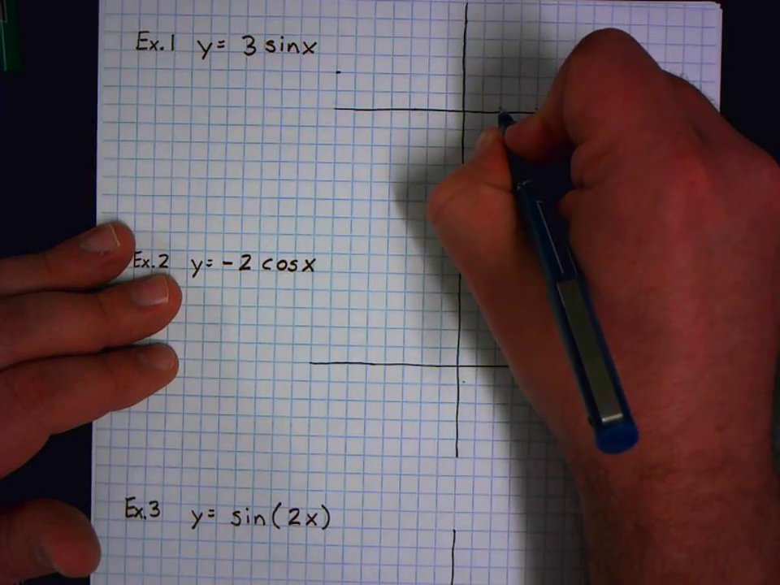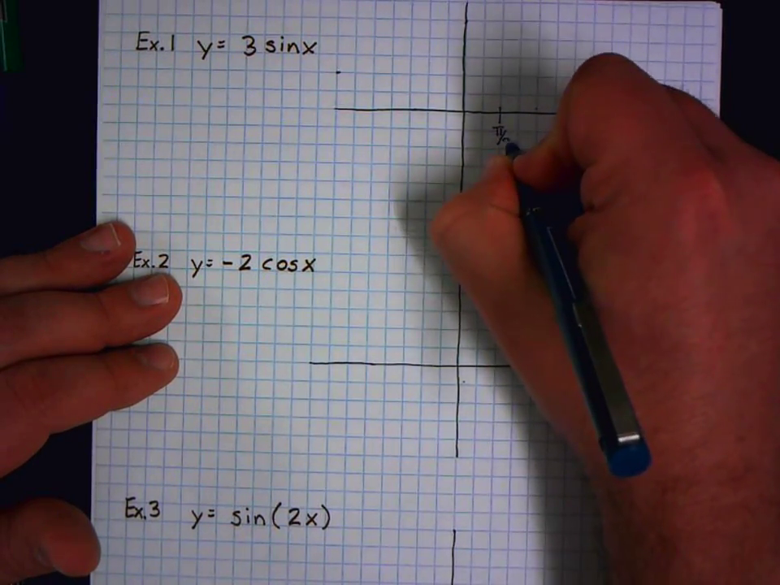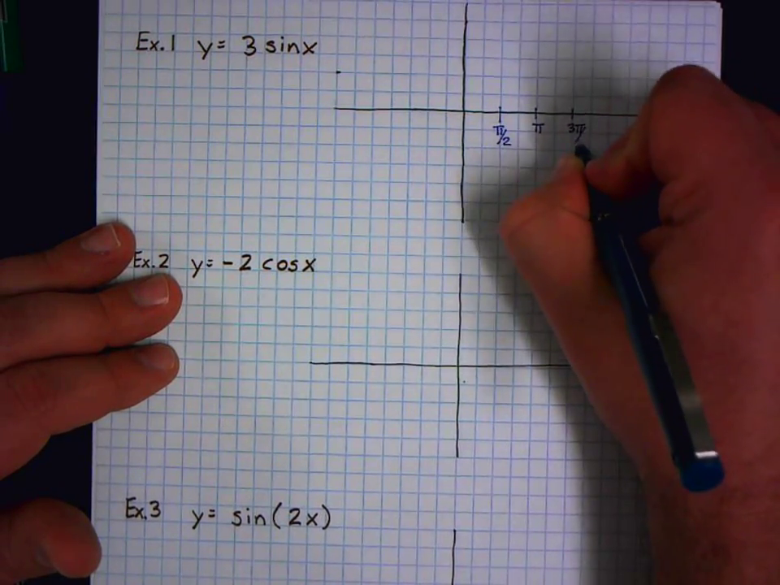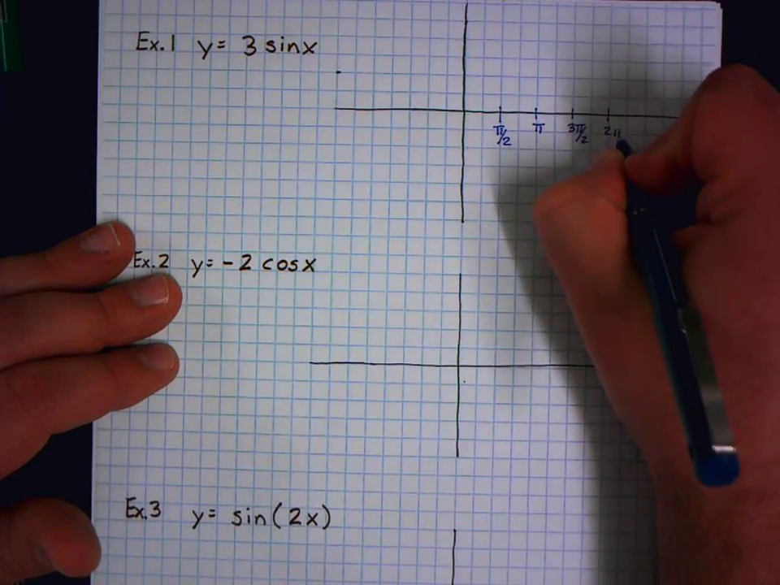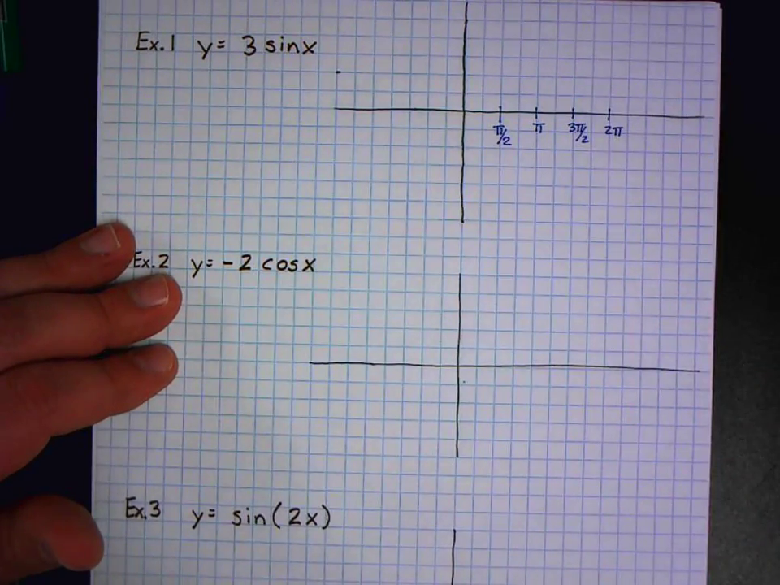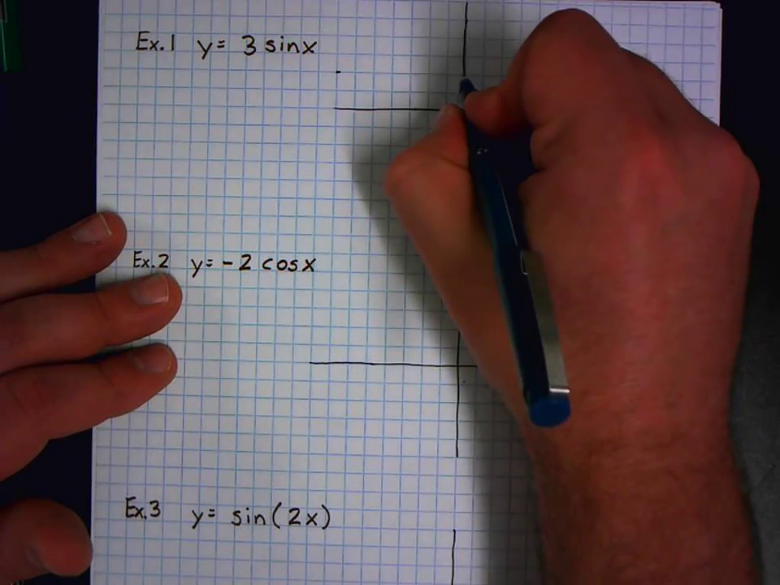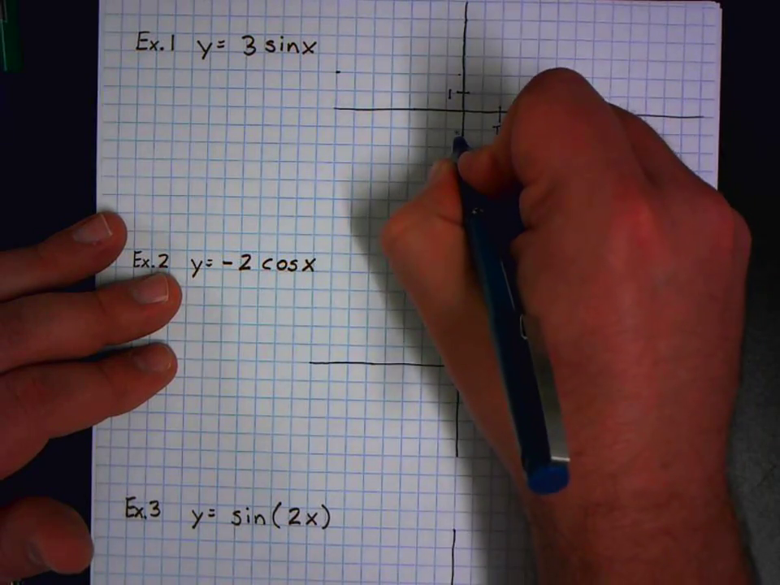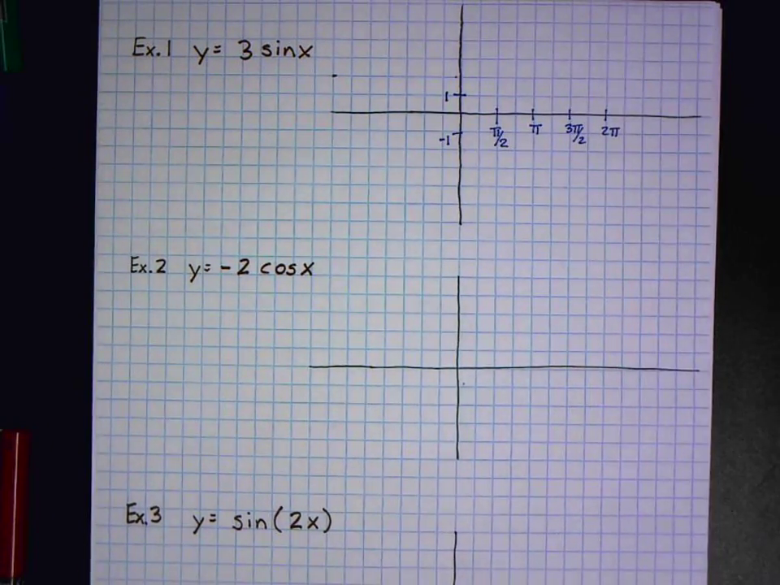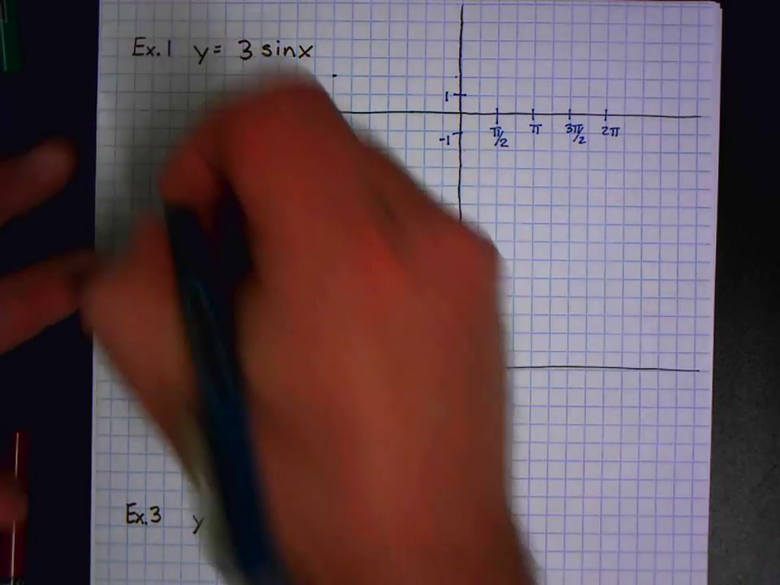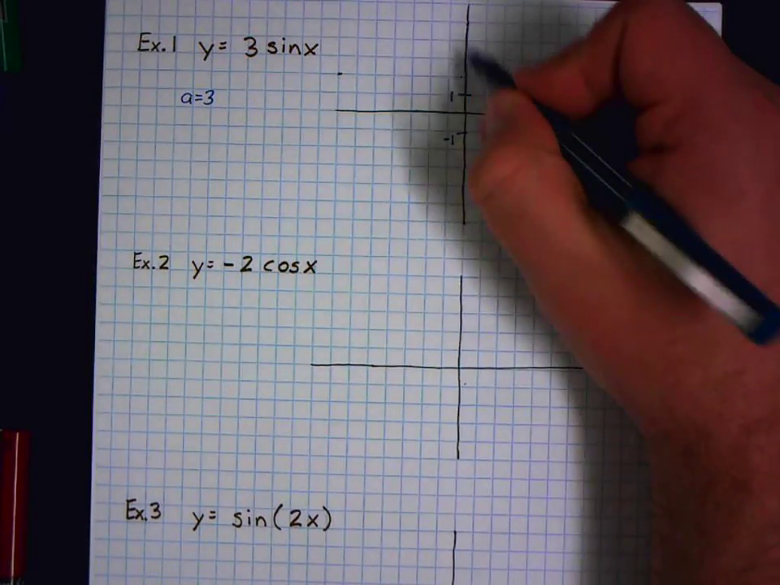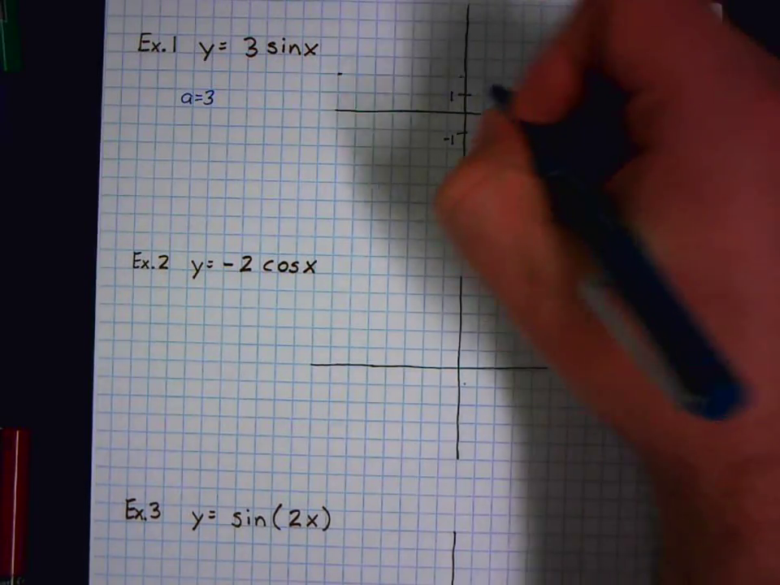Let's see, this is a little bit shorter, so I'm just going to go here. Pi over 2, pi, 3 pi over 2, 2 pi. Here's my normal 1, my normal -1. Now, since the amplitude is 3, A is 3. All that does is, instead of going up to 1, I'm going to go up to 3.